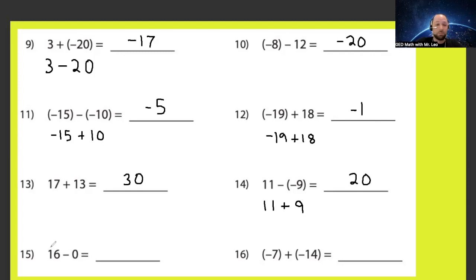All right, this one down here, 16 minus 0. That's pretty much regular math. If you take away 0 from 16, you're left with 16. And this one, this looks kind of weird. Negative 7 plus negative 14. Okay, negative 7 has one sign. Let's bring that down.